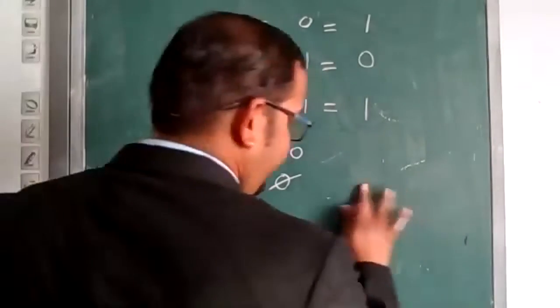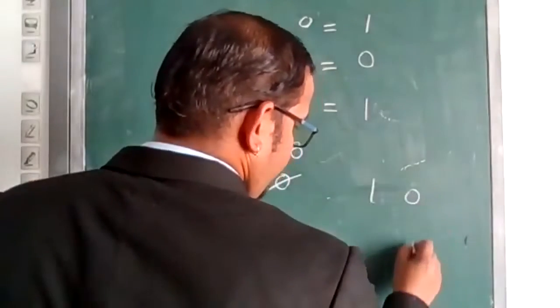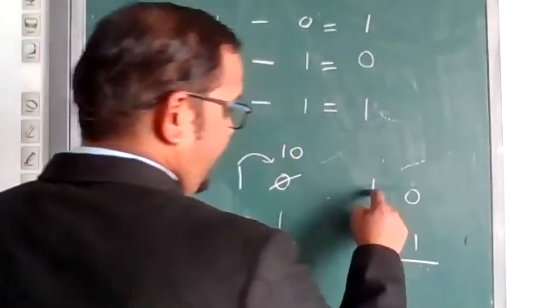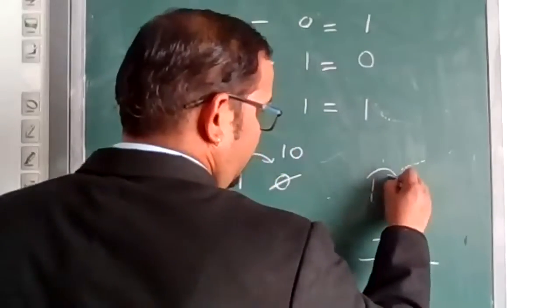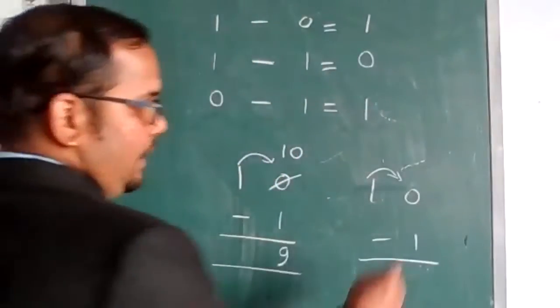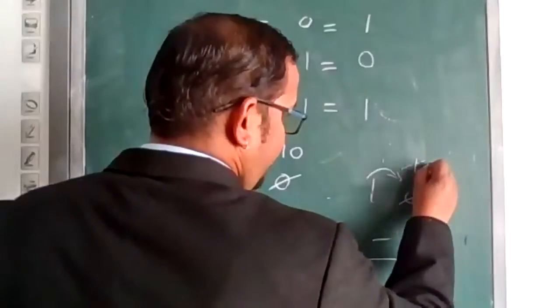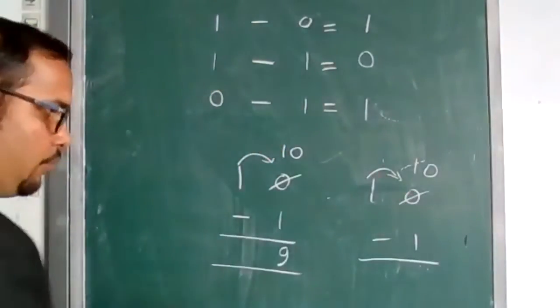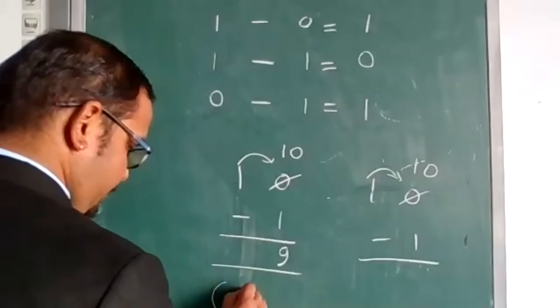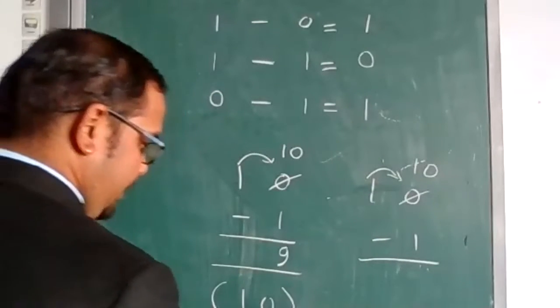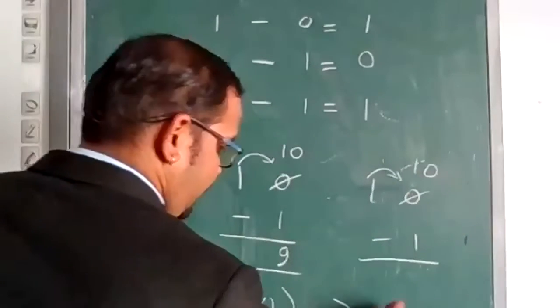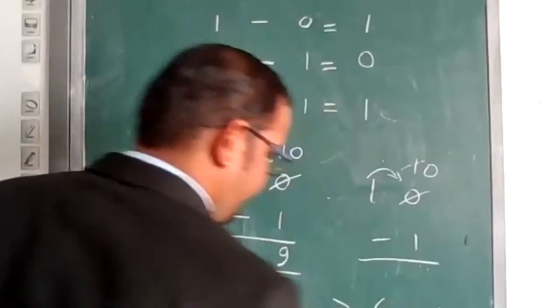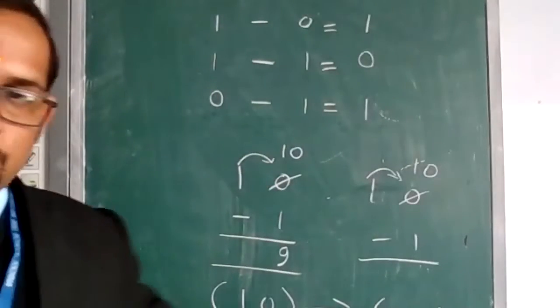Similarly in computer, we take 1 as borrow and it makes 1 0. Now you know very well 1 0 is in binary. Now you have to convert this 1 0 into decimal.